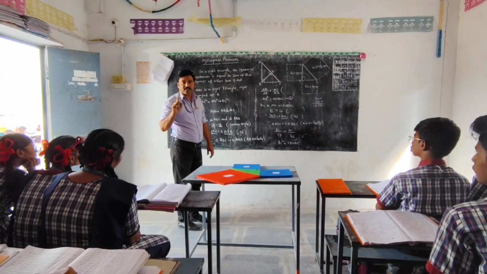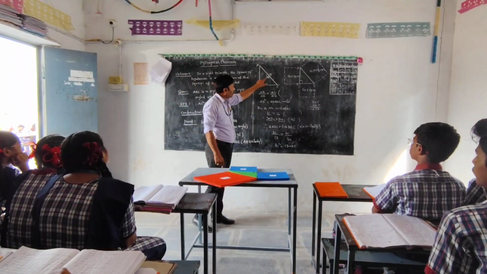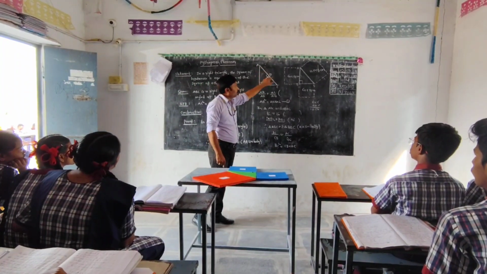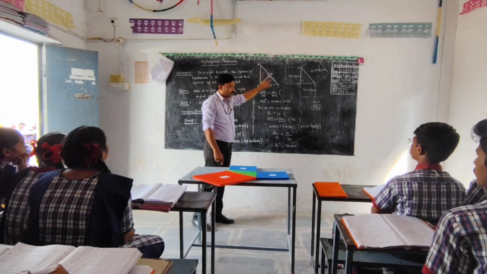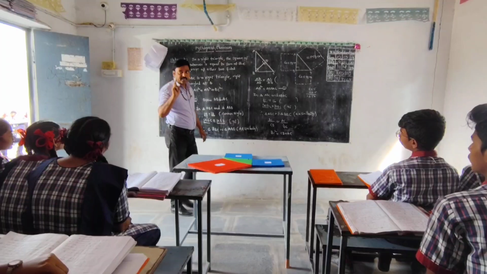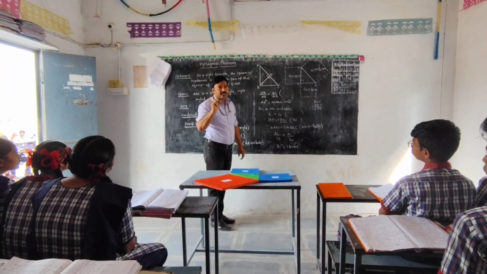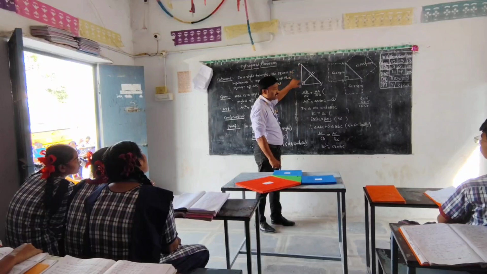For proving this Pythagoras theorem, we have to draw one construction. What is that construction? BD perpendicular to AC. This we have to draw. BD is perpendicular to AC. That is the construction. In the proof, listen carefully. We have to take a pair of triangles. First, what pair do you have to take?